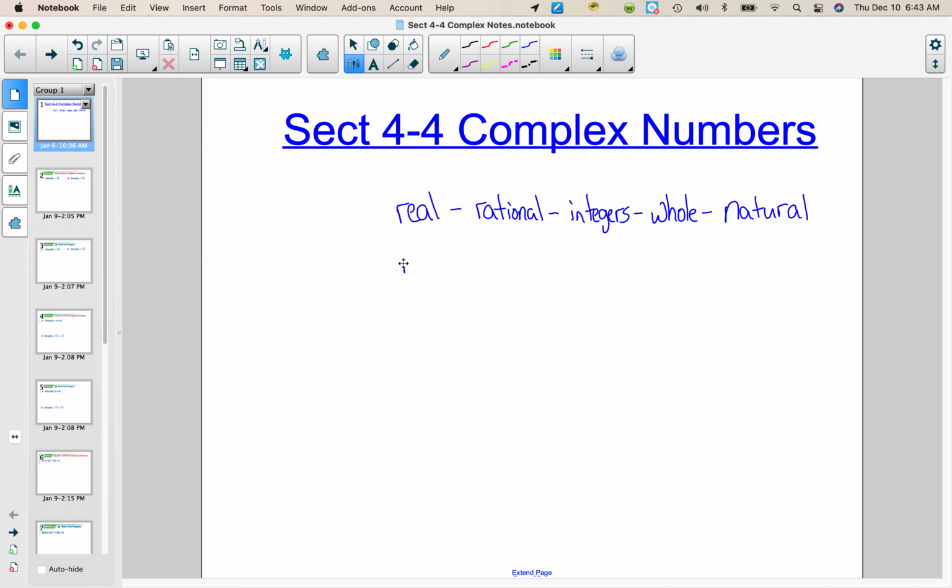Well, there's also something called imaginary numbers. And when you look at all the real numbers and all the imaginary numbers together, they make up the set of complex numbers. So complex numbers have, actually we're just going to talk about the imaginary component part of that. We use an i to represent that imaginary number, and i equals the square root of -1.